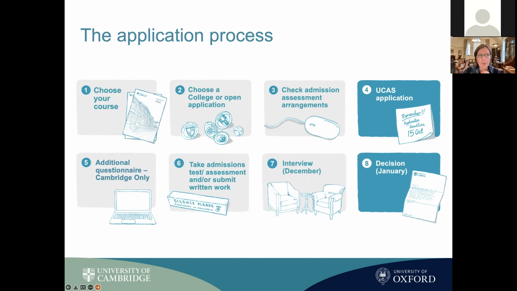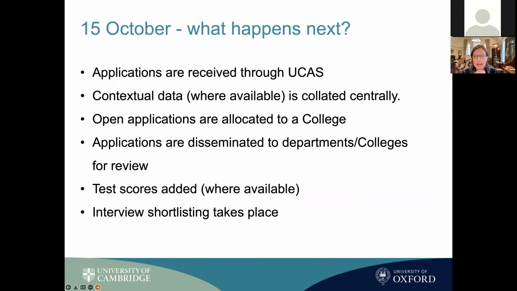So we get the applications in, we get all the data coming to us through the UCAS system, and then our central Cambridge Admissions Office compiles the contextual data where it is available and then distributes it out through our electronic system. Anyone who's made an open application is allocated to a college at that stage, and that is a random allocation. So those students making an open application essentially are handing over control of the process to the algorithm. They can't then come back after the college has been allocated to say, oh, but I didn't want that one.